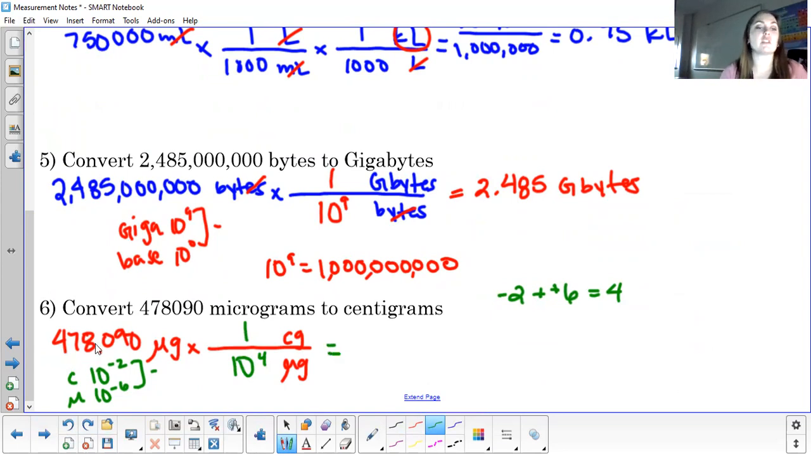So then I take my 478,090 and I divide by 10 to the 4th, which is the same thing as 10 with 4 zeros, or 10,000. And you should end up with 47, wow, I can't read my calculator, 47.8090. That 0 doesn't really matter, I guess. 47.809. And that should be centigrams because micrograms cancel out.